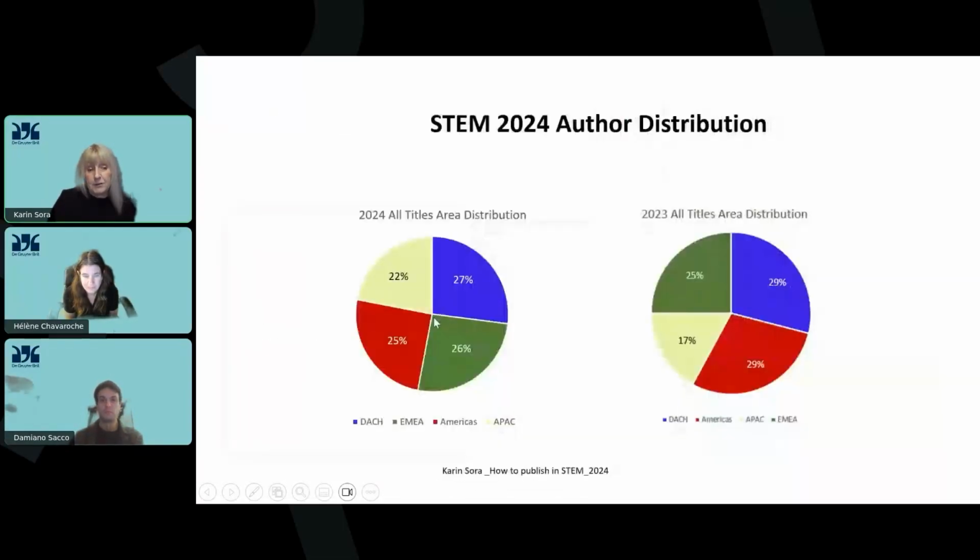The author distribution is also very international. So in 2024, this is our distribution. The blue area is the German-speaking area. The green one would be EMEA, so Europe, Middle East, Africa. The red one would be North America, and the yellow one would be APAC, so the area we are presenting. So what you can see from this pie chart is that we are truly international.